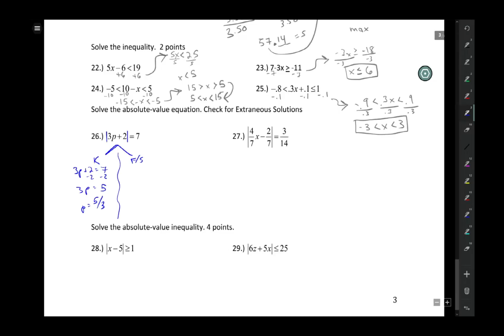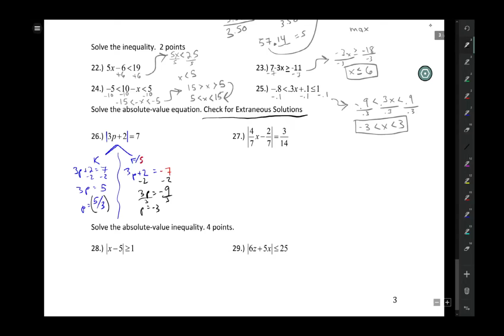Five-thirds, don't let it scare you. And, of course, flipping and switching the other side, 3p plus 2. So here's the switch. And that's what students will forget to do, generally. P equals negative 3. Check for extraneous solutions.